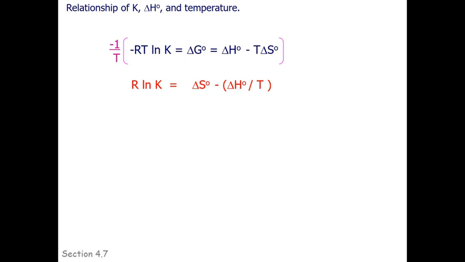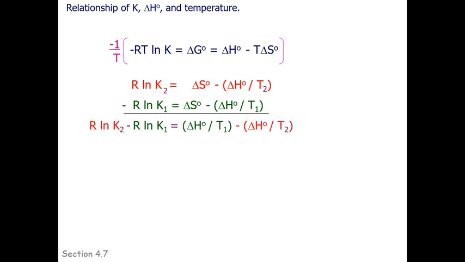Suppose that I get the equilibrium constant at two different temperatures. So one of my equations will apply to temperature 2 and equilibrium constant 2. The other of my equations will refer to equilibrium constant 1 at temperature 1. And I subtract these two equations. The net equation I'm going to get will be R times natural log of K2 minus R times natural log of K1. The delta S terms will cancel out, and I'll get delta H naught divided by T1 minus delta H naught divided by T2.